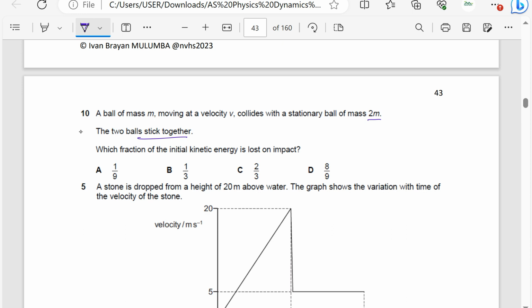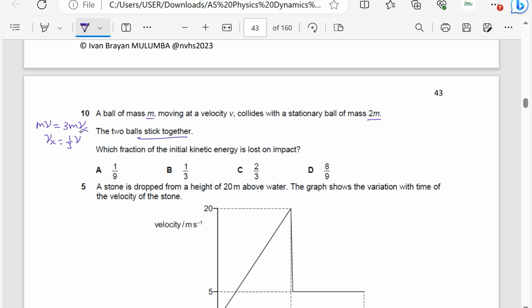Initially, one ball is moving and one is at rest. So for conservation of momentum, the initial momentum is mv. Since they stick together, the total mass will be m plus 2m, which is 3m. Let the velocity be vx after collision. So the new velocity vx is going to be 1 over 3 times v.